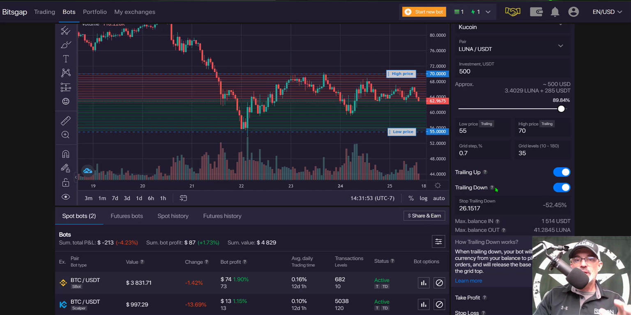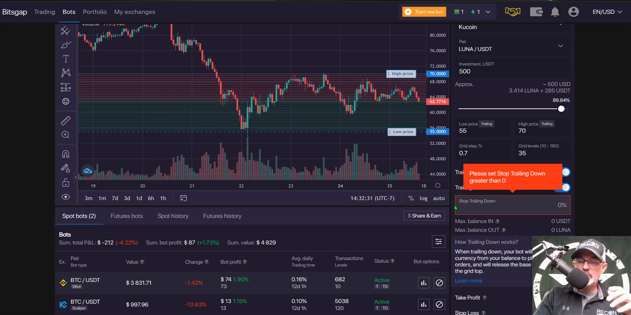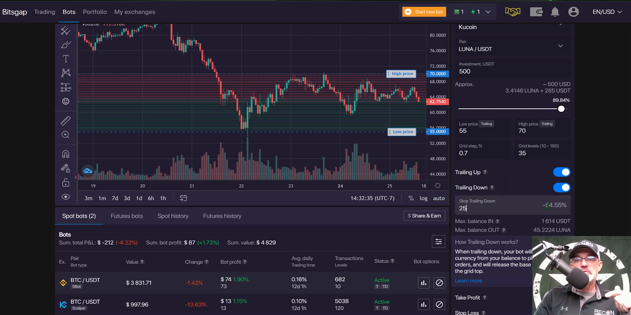Now if you enable trailing down, it's important to note you will need funds available on your exchange in addition to your $500 initial investment. If the price drops down below your lower level and it trails that price down, you'll need funds on your exchange for it to tap into to continue to buy at a lower price. And then to stop that trailing down, that's currently set at 26, and I will drop that down to 25, and that will stop it at about a 54% drop.